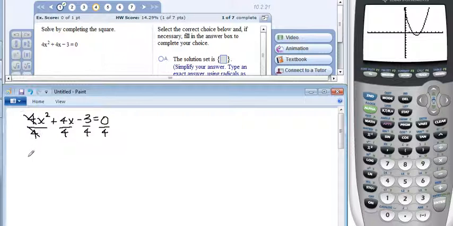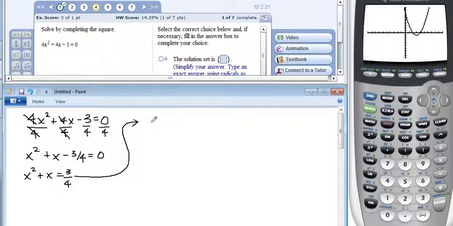4 divided by 4 is just x squared. Do you see how I turned that into a 1? 4 divided by 4, minus 3/4, equals 0 divided by 4 is 0. Add my 3/4 across because I have to have that constant term over there. Now I'm back in the same situation I was on that other problem. I'm taking half of 1, squaring it, and adding it to both sides. This is actually turning out to not be such a bad problem.